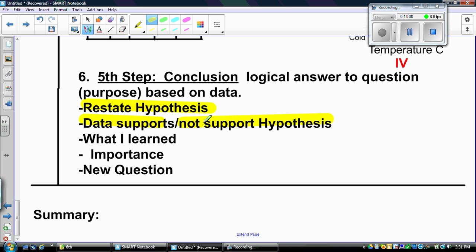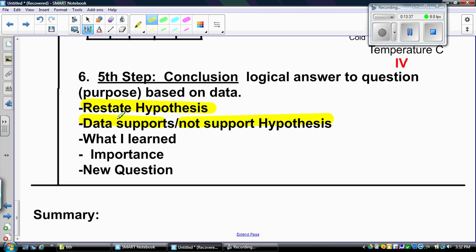So then you would say, my data supports my hypothesis because the warmer the water or the warmer the temperature, the more algae grow. Okay? So that's real important. You've got to look at your data and see whether your hypothesis is supported or not supported by your data. And it's okay. Sometimes you'll get, my data does not support my hypothesis because room temperature has the highest growth of algae instead of warmer temperatures. So you might get one that does not support it.